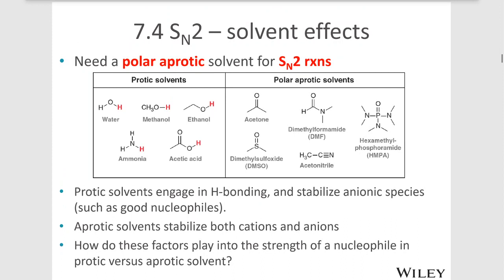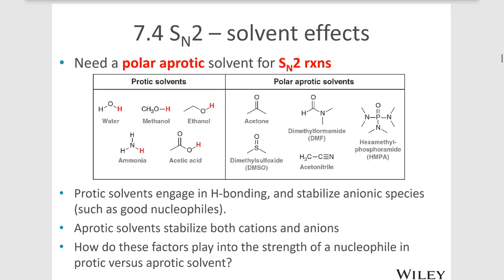All right, and so we also need a polar aprotic solvent for an SN2 reaction. So here's some examples of those. Polar aprotic solvents are like acetone, DMF, HMPA, acetonitrile, DMSO. Why are these polar aprotic?